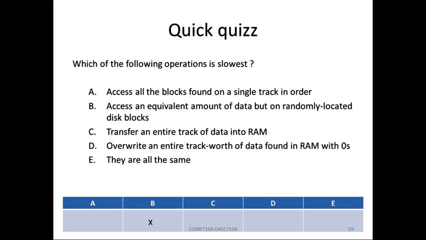Okay, so regarding this, a quick quiz for you now. Which of the following operations is slowest? A, accessing all the blocks found on a single track in order; B, accessing an equivalent amount of data but on randomly located disk blocks; C, transferring an entire track of data into main memory; D, overwriting an entire track's worth of data in main memory with something like zeros; or E, they're all the same.